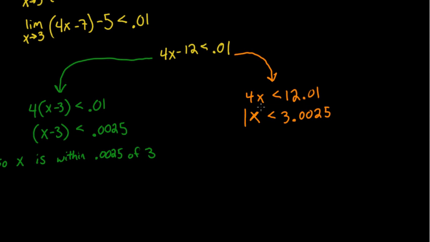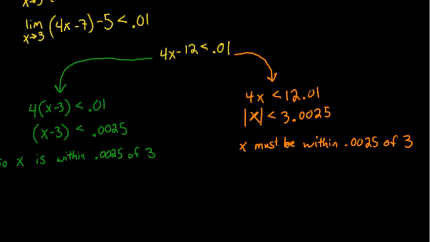But this x is within that number. We don't know how close it is. We don't know if it's above or below. So that means x must be within 0.0025 of 3. Because if it's within 3.0025, or if it's less than 3.0025 for the absolute value, it must be at least within 0.0025 of 3.